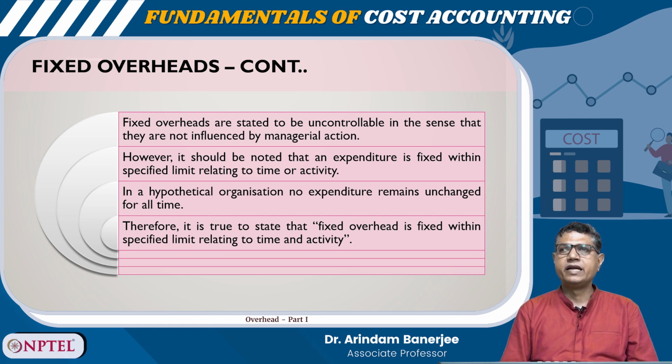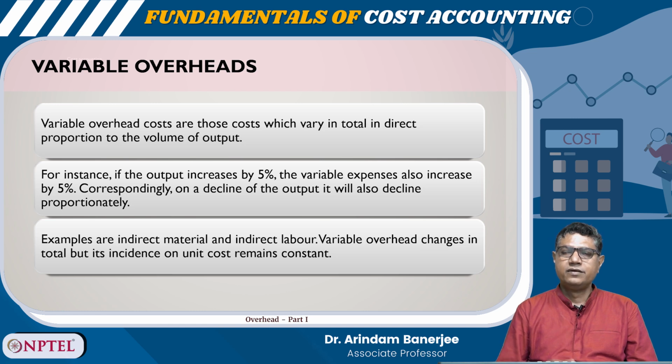Therefore, it is true to state that fixed overhead is fixed within specified limits relating to time and activity. After fixed overhead comes the variable overheads. Variable overhead costs are those costs which vary in total in direct proportion to the volume of output. For instance, if the output increases by 5%, the variable expenses also increase by 5%. Correspondingly, on a decline of the output, it will also decline proportionately.